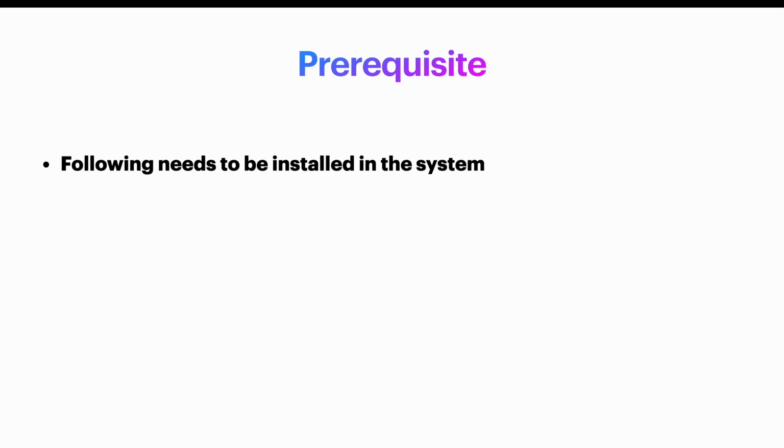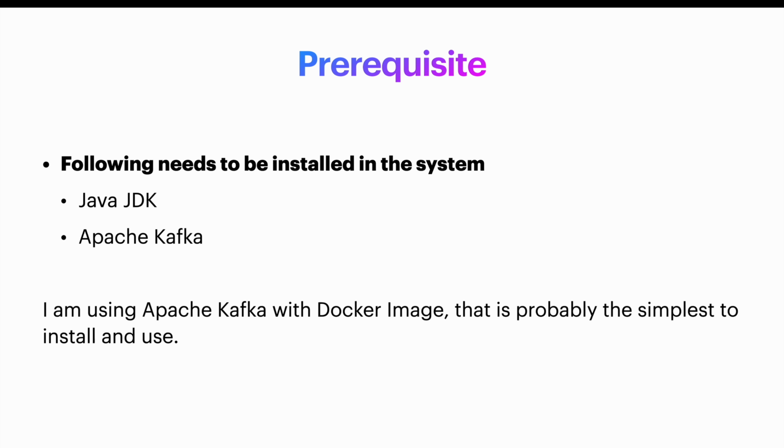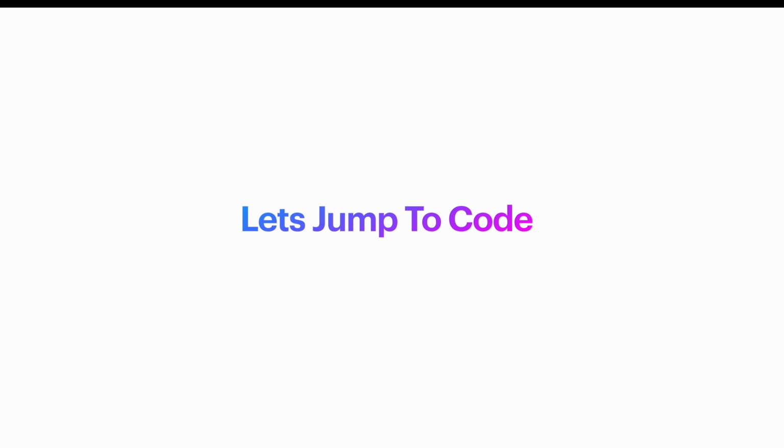Prerequisites for this project. The following needs to be installed in your system beforehand, so you'll save time. You want Java JDK; I'm using 21. You want Apache Kafka; that's a local setup that we need. And probably you might not want to install Apache Kafka directly; you might want to use a Docker image, because that is one of the simplest things to install and use. Okay, let's jump to code.